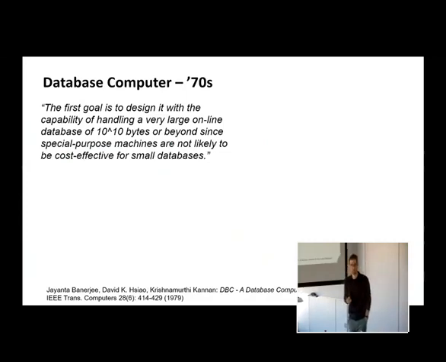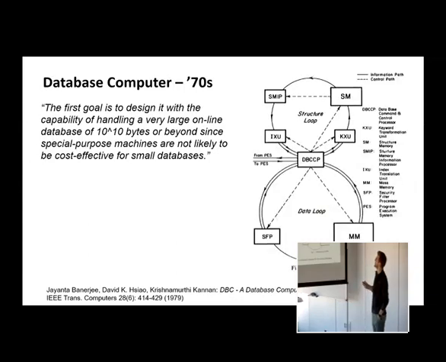As it turns out, the idea is far from new. In the 70s, people were already thinking of this, and this is from a project from Ohio State called the Database Computer. As you can see, they were very ambitious. They were developing a machine built for database use cases, and they said it's only going to be economical if you run it for at least 10 gigabytes of data, which I guess in the 70s was a very, very large number.